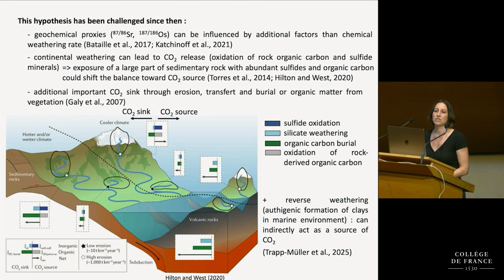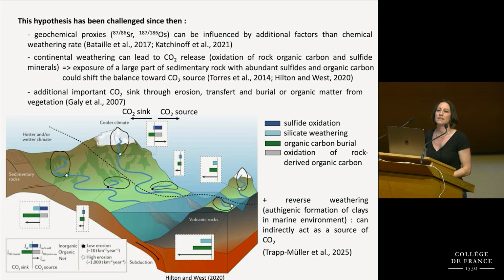Some authors have questioned the geochemical proxies that had been used to track the evolution of weathering rates through time, as these proxies can be influenced by additional factors other than chemical weathering rates, like, for instance, the isotopic composition of the silicic crust weathered on the continent, or the weathering of specific lithologies like black shales, for instance, or also carbonates. In addition, we have known for quite a long time that the lithology has a major importance on the efficiency of CO2 consumption by silicate weathering reactions.